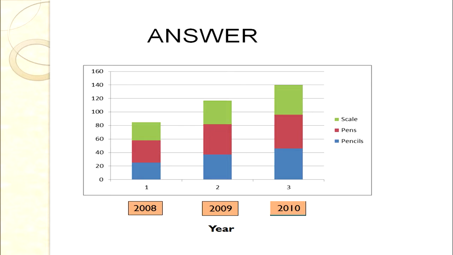Now, as you can see in the component bar diagram, we can easily find the variations. How much is there between the years? In 2008, how much was pencils? In 2009, there was an increase in pencils. In 2010, there was a further increase in pencils. So, we can see from the data year wise as well as within the year. When we talk about within the year, we are comparing scale, pens and pencils. In year 2008, the pens are more, and pencils and scales are almost nearly equal to each other. So, the component bar diagram helps us make a comparison within the bar as well as between the years.